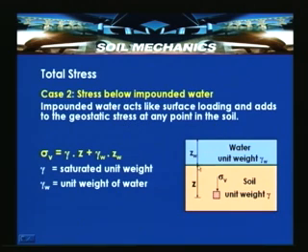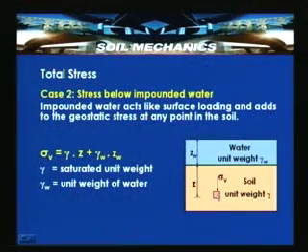So, how can this be determined? Sigma v is equal to gamma z plus gamma w zw. The vertical stress at a particular depth z below the ground surface is gamma z, where gamma is the unit weight of the soil and z is the depth within the soil, and zw is the height of the impounded water and gamma w is the unit weight of water. So, the total vertical stress at a point z below the ground surface is gamma z plus gamma w zw.